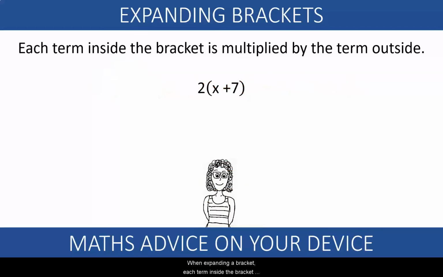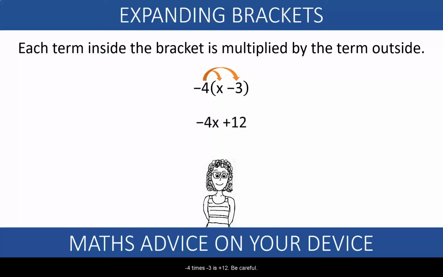When expanding a bracket, each term inside the bracket is multiplied by the term outside. 2 times x is written 2x, 2 times 7 is 14. Minus 4 times x is minus 4x, but minus 4 times minus 3 is plus 12. Be careful, multiply both the sign and the number.